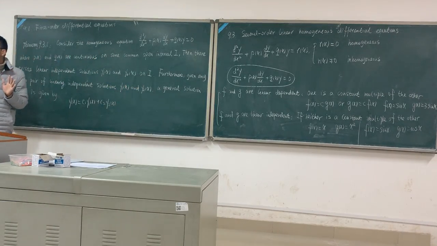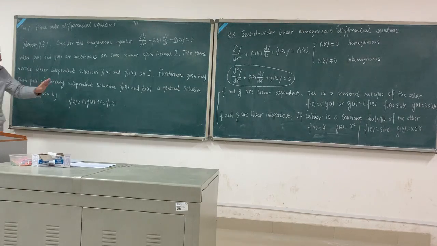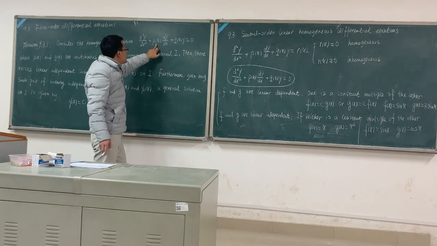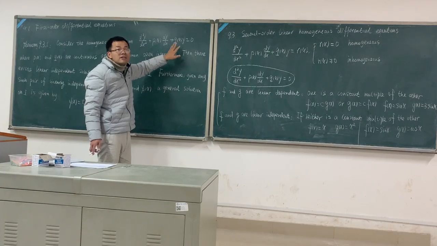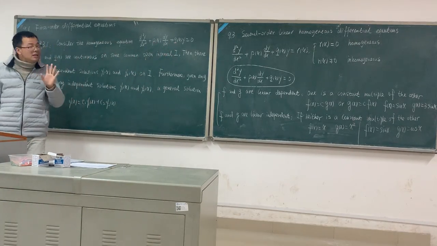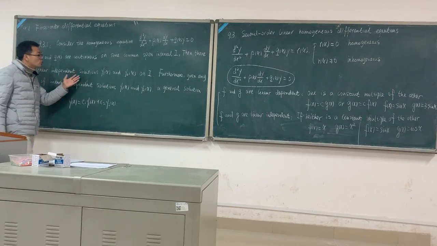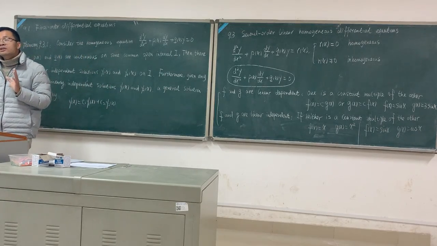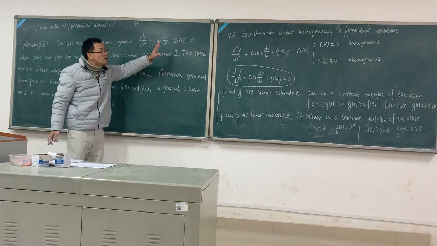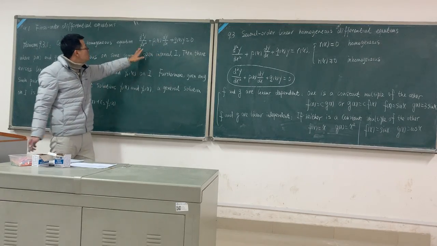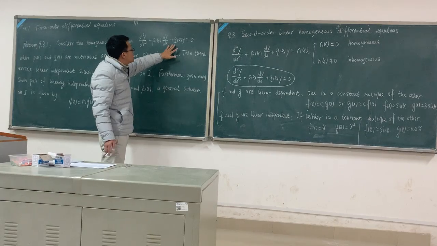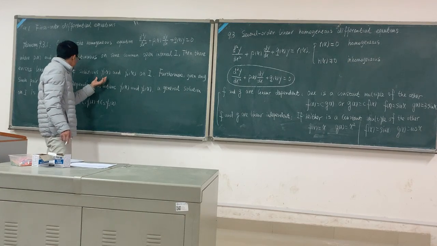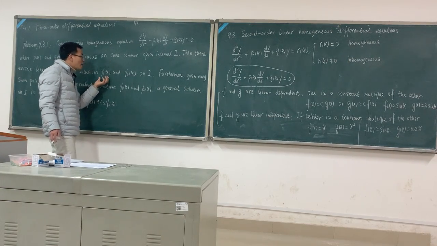So this result tells us that for this homogeneous second order equation, when p(x) and q(x) are continuous, then this equation has two linearly independent solutions y1, y2 on I. So this result tells us they exist.